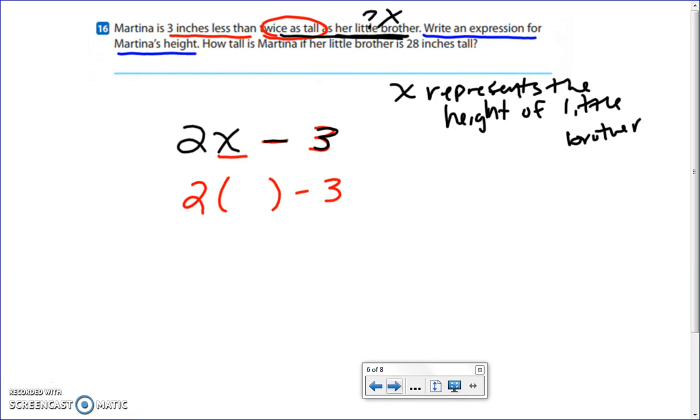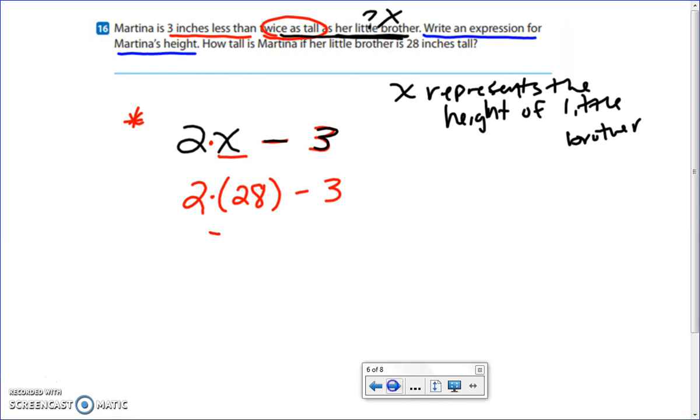I'm going to put empty parentheses. You see how this is squished together? It's still squished together. I don't need to put the little dot in there, I already know it's held together with multiplication. I'm going to put 28 in there. That's how tall he is. The nice thing about an expression is that in 2 years he might no longer be 28 inches tall, but the relationship between Martina's height and his height might be the same. So we could put the new number in each time. It changes depending on the situation. It's called a variable.